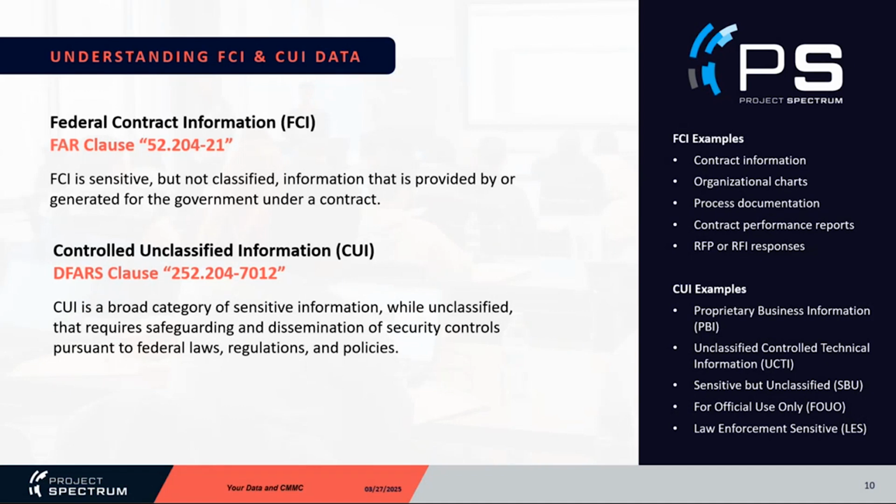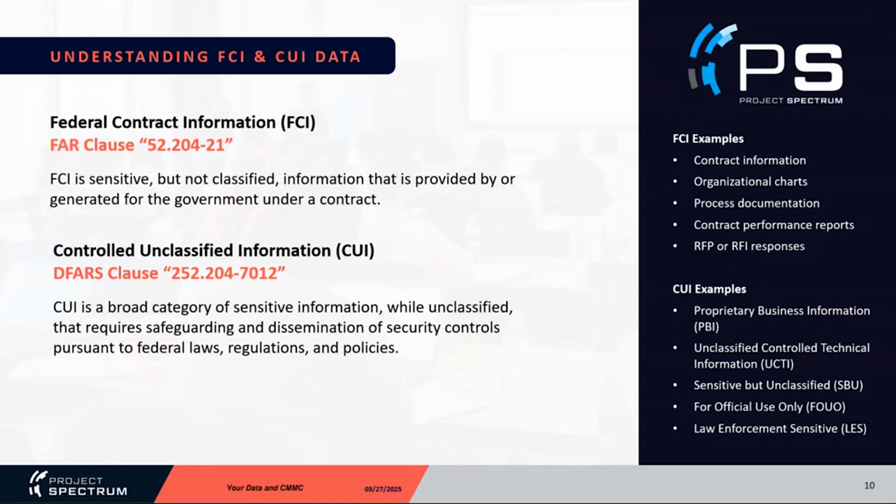Then you've got controlled unclassified information. And again, it goes right back to the DFARS clause 252.204-7012. This is a broad category of sensitive information. Now remember, it's still not classified, but it requires safeguarding and dissemination of security controls pursuant to federal laws, regulations, and policies. And again, you have the examples here on the right side of the screen.